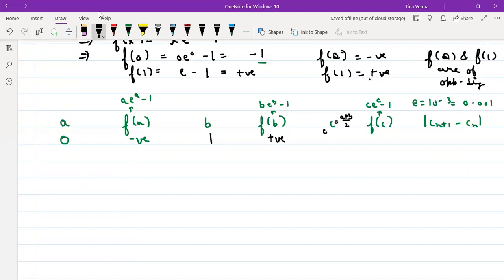So when you will calculate 0 plus 1, this term is 1, this term 0 is a. So when you will divide 0 plus 1 by 2, this is your 0.5. अब आपने फंक्शन में c पुट करके देखना है, मतलब फंक्शन में आपको c की वैल्यू क्या है, 0.5, that means you will evaluate 0.5 into e raised to the power 0.5 minus 1.